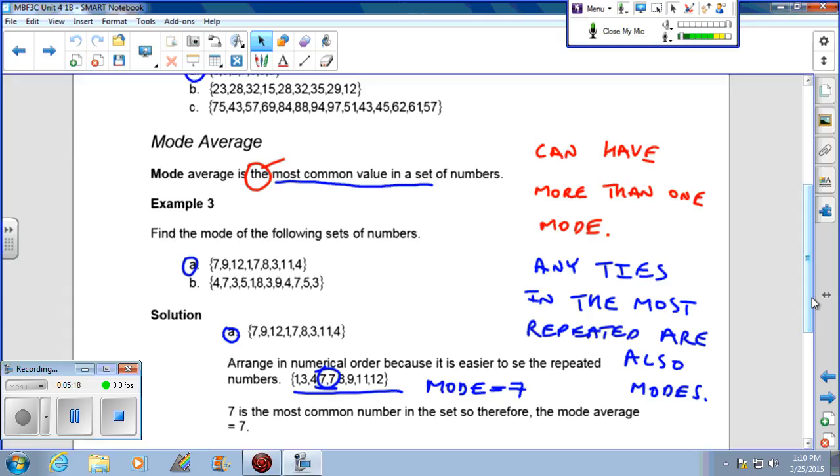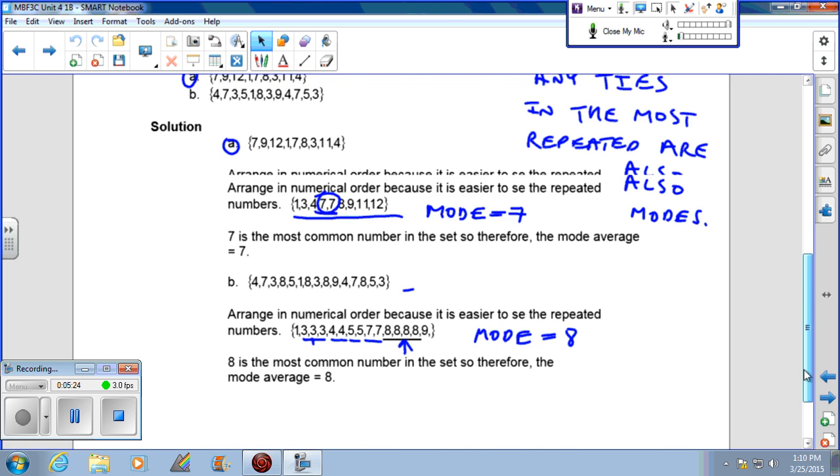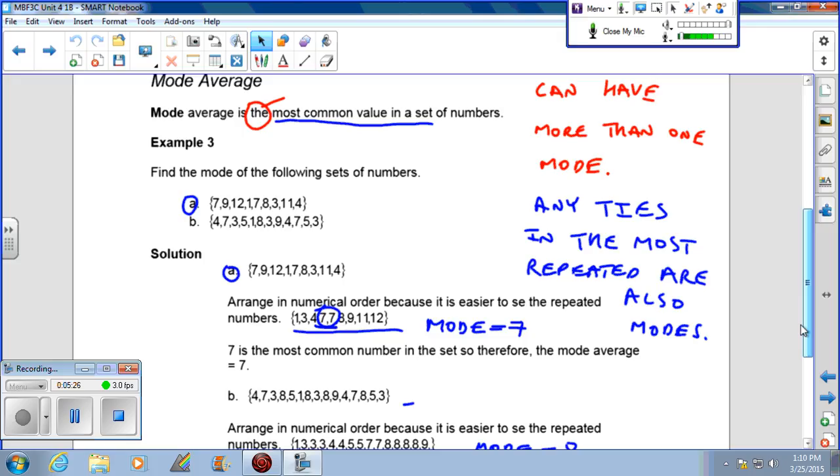Now, if it's a single value that's repeated, as in example 3a there on page 9, you'll see that there's only one mode. The sevens are repeated, and there are no other values repeated. Sometimes you'll have two sets of values repeated the same number of times, or more than two, and then it's going to have multiple modes. So the data can have more than one mode, right? So how does that happen?